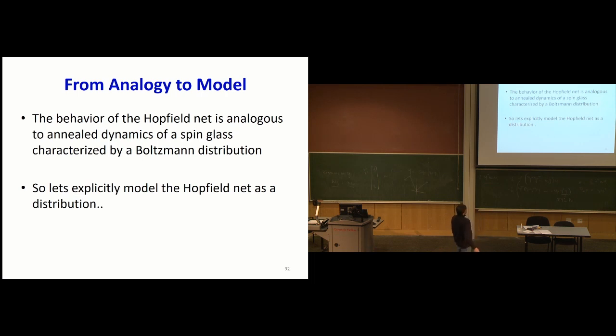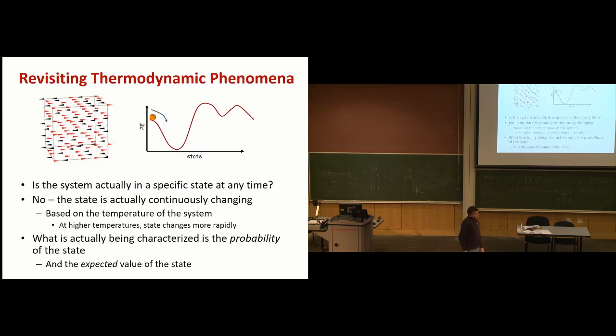Now, where does this crazy probabilistic interpretation come from? For this, we go back to our good old friend, the spin glass. The behavior of the Hopfield net is analogous to the annealed dynamics of a spin glass, which is characterized by a Boltzmann distribution. So what does that mean? Now, consider this thermodynamic system that we spoke of, a ferromagnetic material, which is at some temperature, right?